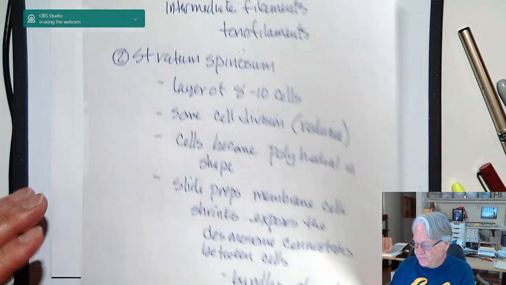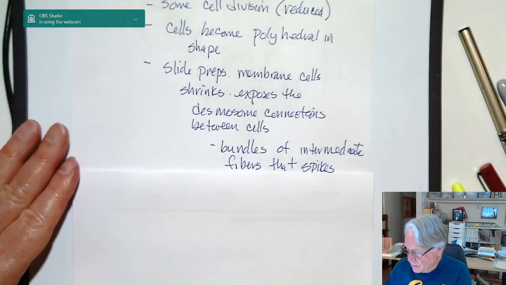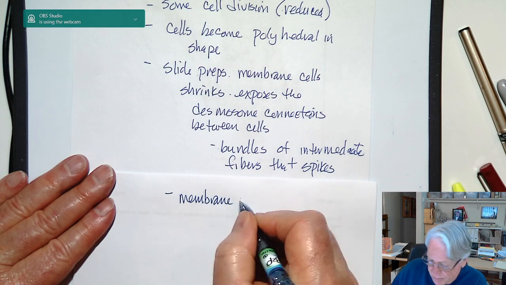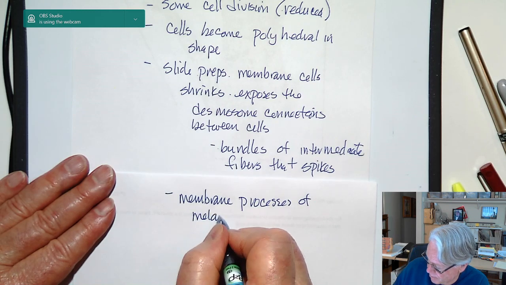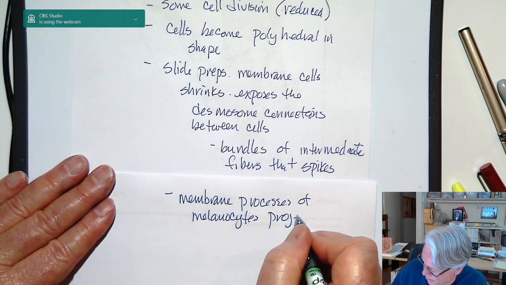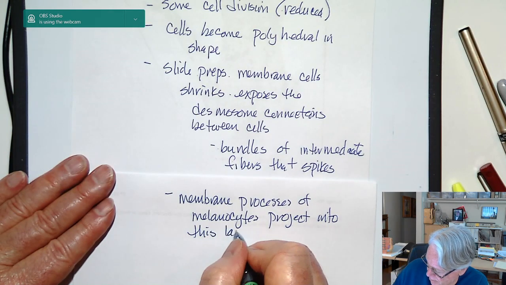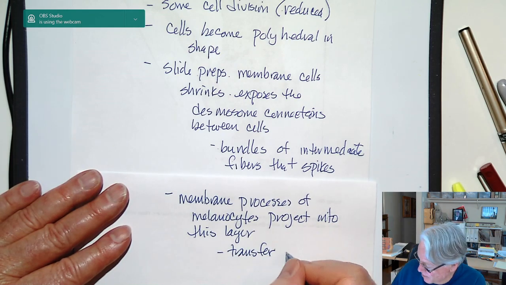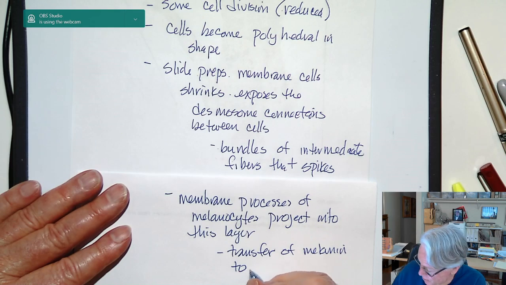Furthermore, the membrane processes of melanocytes project into this layer and we get the transfer of melanin to the keratinocytes.